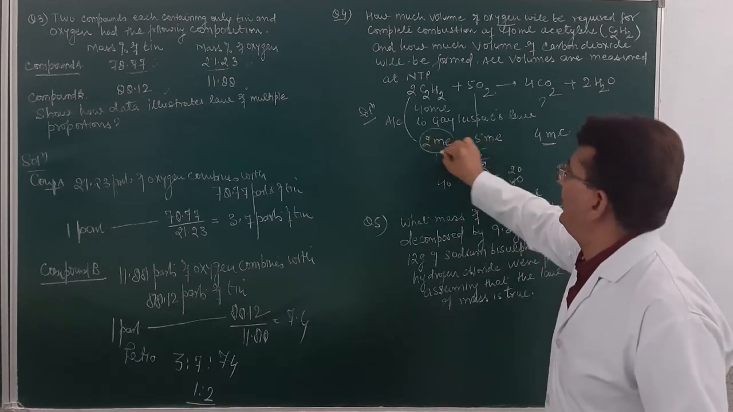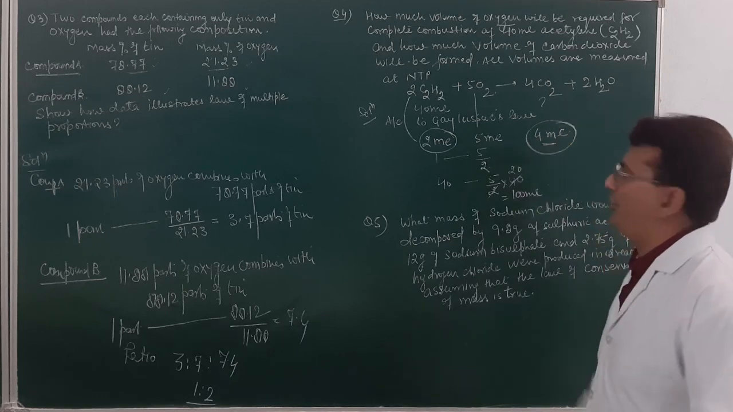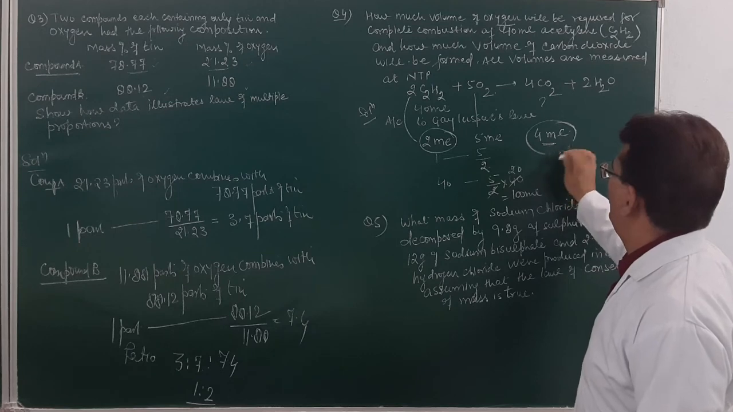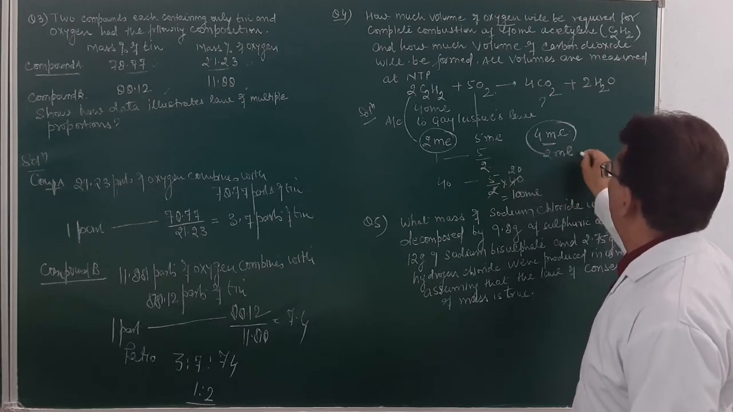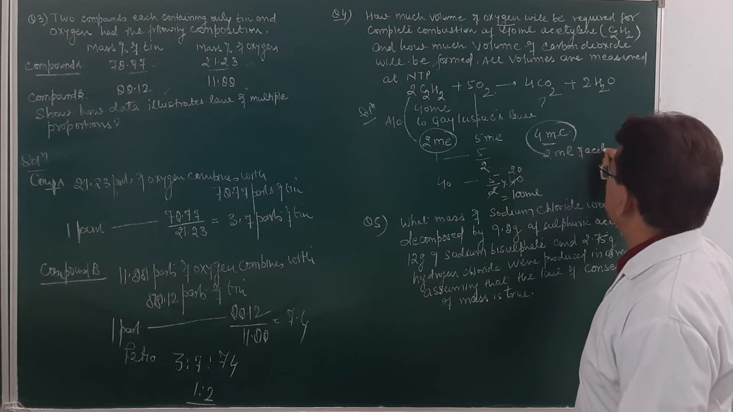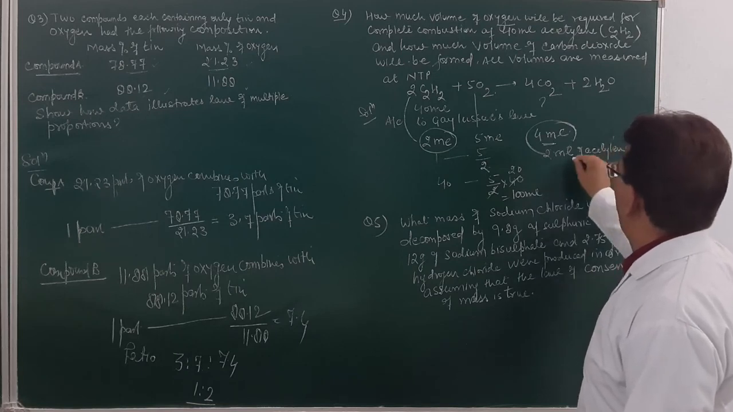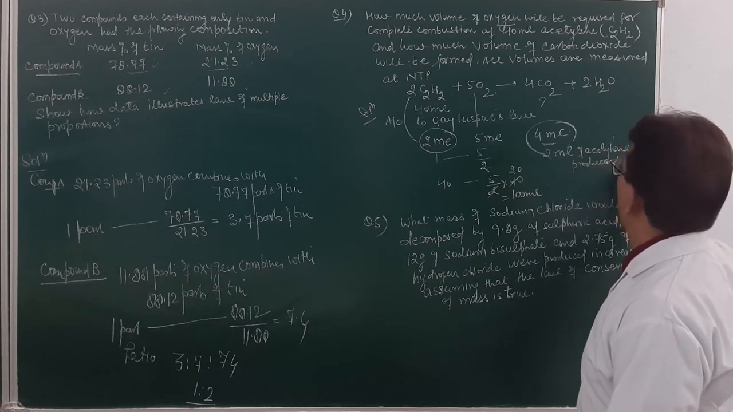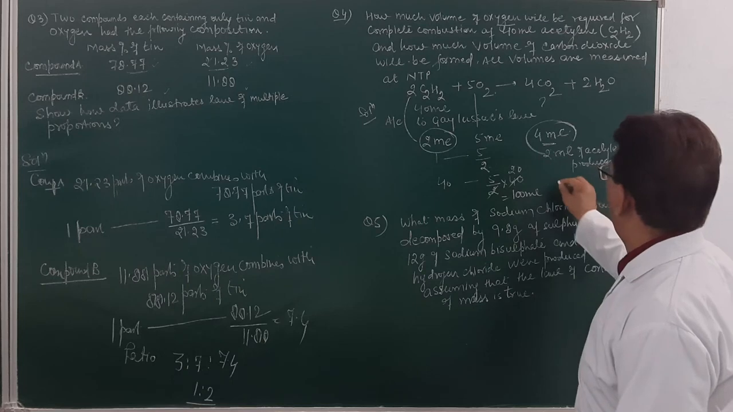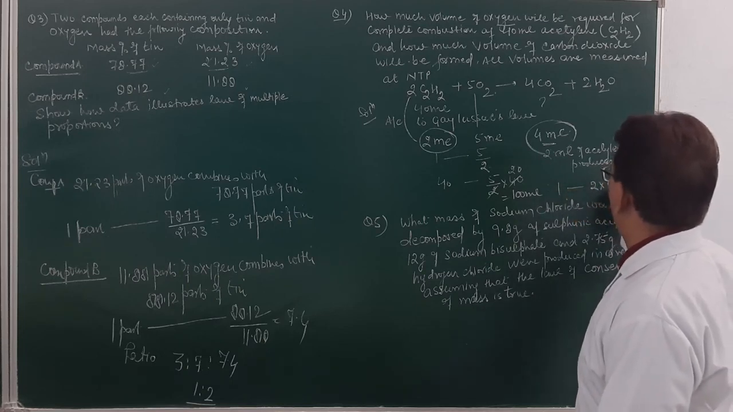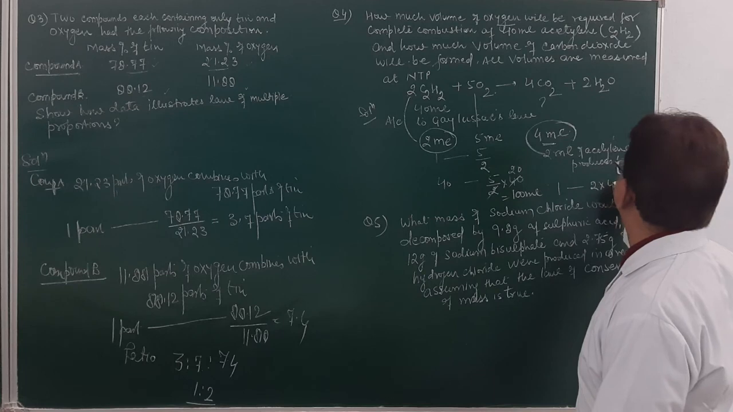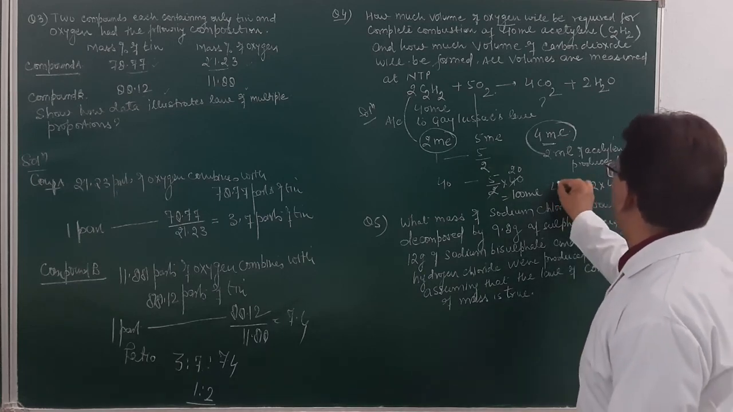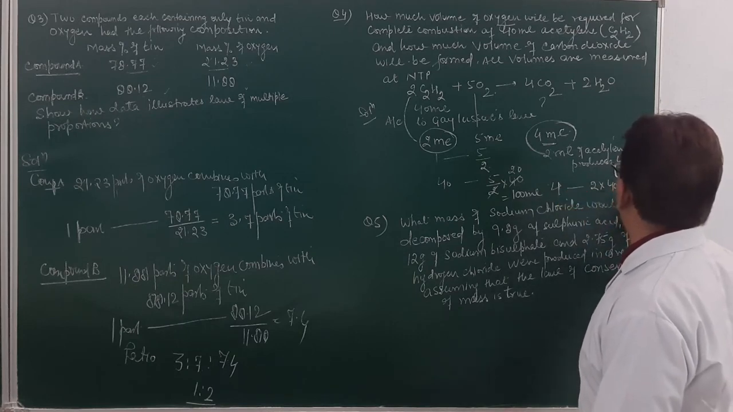Now, the second part is, what volume of carbon dioxide is formed? So from 2 ml of acetylene, what volume of carbon dioxide is formed? 4. 2 ml of acetylene produces 4 ml of carbon dioxide. If it is 1, it will be 2, and if it is 40, it will be 2 into 40, this will be equal to 80 ml.